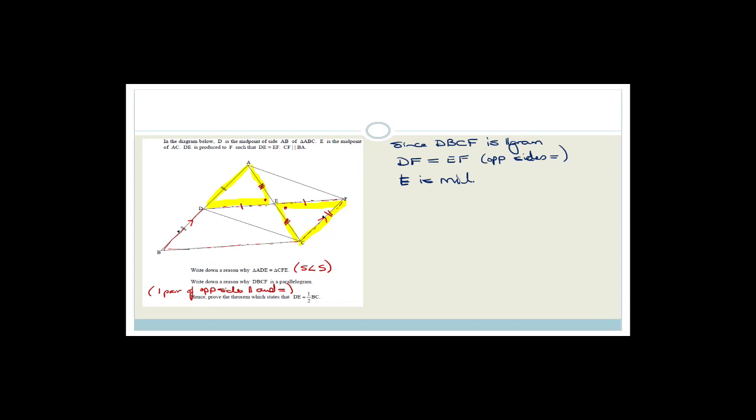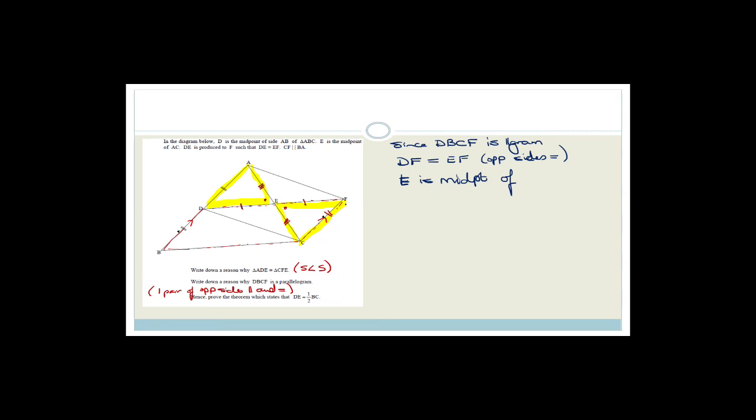Point E is the midpoint of DF. Therefore, DE is going to be equal to half DF, which in turn is equal to half of BC. I said DF is equal to EF, which I meant to say, DF is equal to BC. This side here is equal to that side because they're opposite sides of a parallelogram.